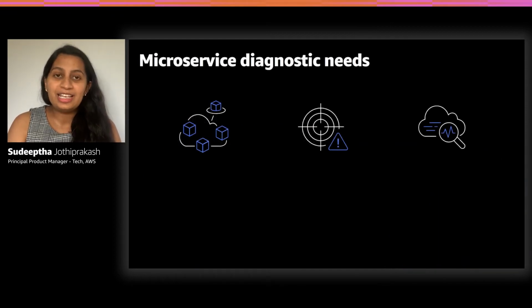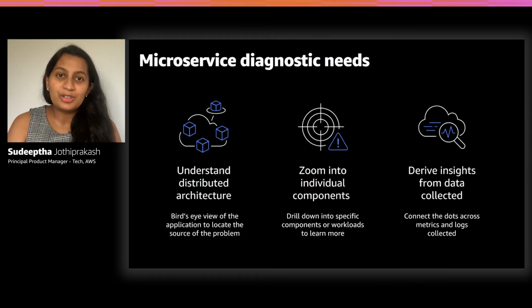Let's start with the diagnostic needs that we commonly hear from our customers of applications based on microservice-based environments. There are three key areas that we identified. The first is distributed architectures are becoming more bespoke and complex, where DevOps engineers are increasingly looking for a bird's eye view of the application and understand its components. They need to easily locate and isolate sources of issues by zooming in into individual components or workloads. While they investigate further, they need to derive insights from the data collected across the resources and connect the dots between, for example, the errors in metrics and logs.